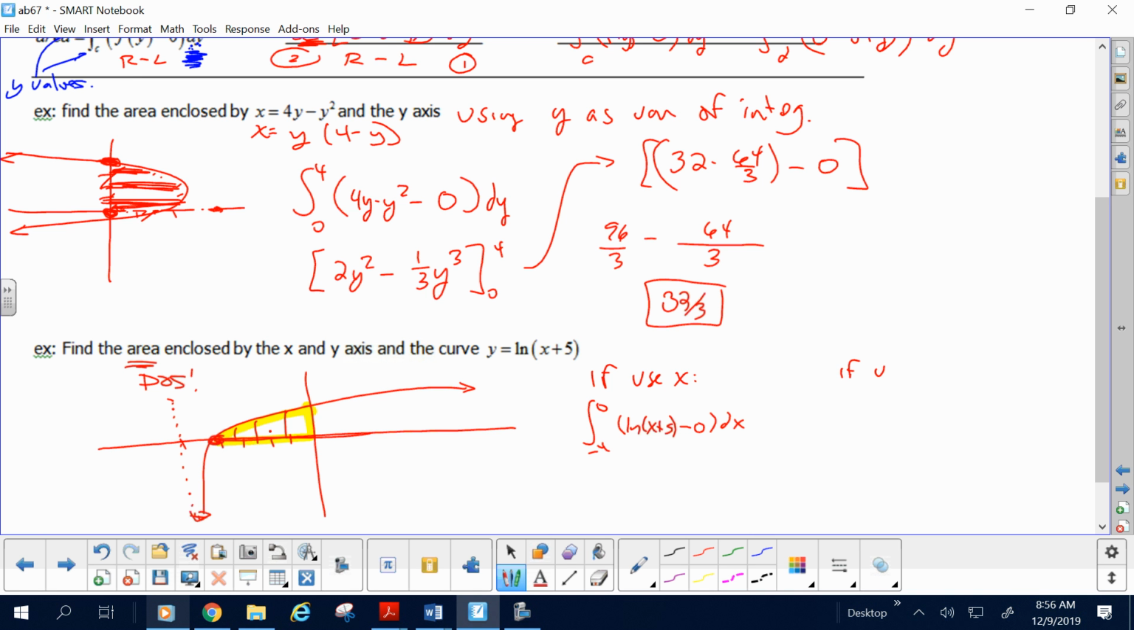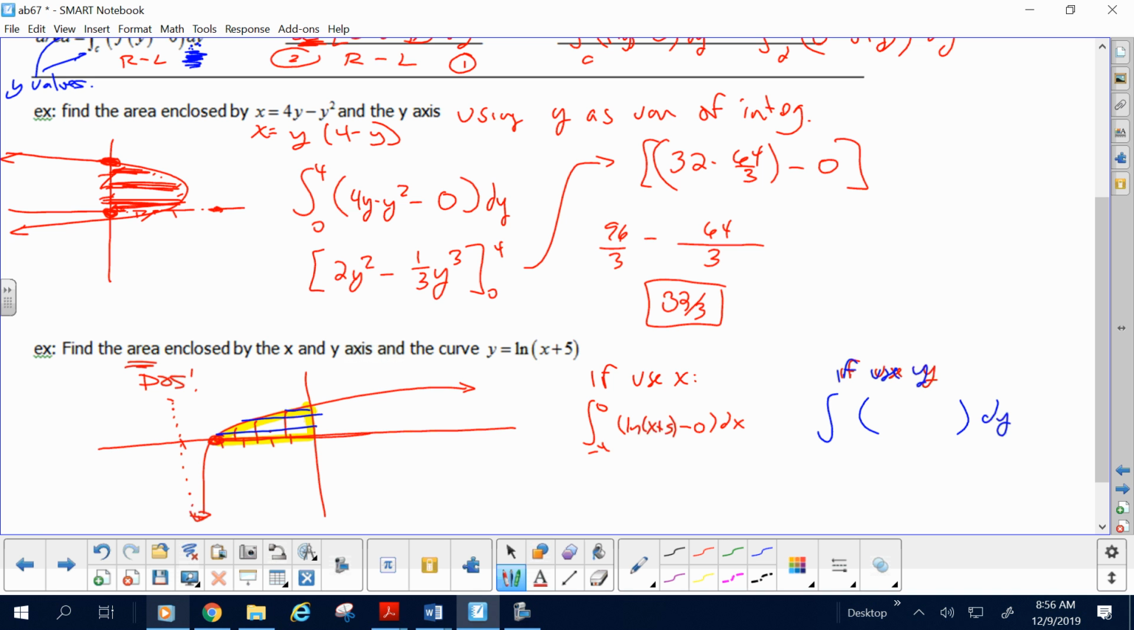If we use y, let's use this blue. If we do y, then our slices go this way, yeah? All right, cool. Now, if we go that way, then the heights are dy. The limits of integration are not quite as nice and clean. What are the limits of integration? What's at least one limit of integration?